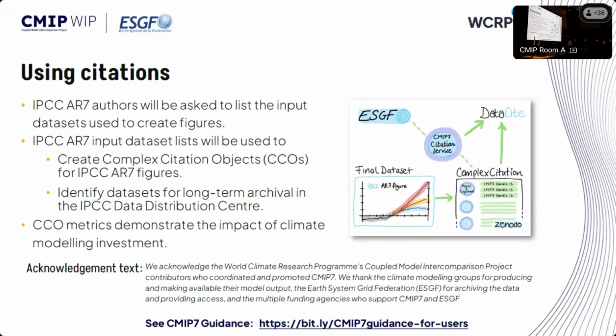And with that, we have a completely transparent and machine accessible connection that goes from IPCC outputs to the CMIP data resources that reside on ESGF. And this is a hugely important innovation in terms of being able to demonstrate the impact that data is having. But we will also ask people to put acknowledgement text in their journal articles when they use CMIP resources. And there's information about that on the CMIP 7 guidance pages.